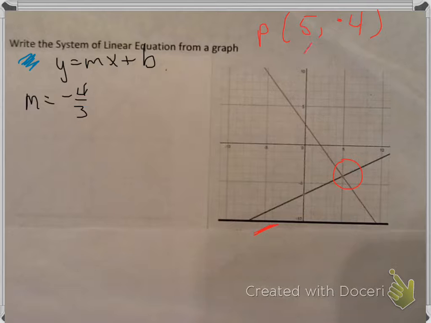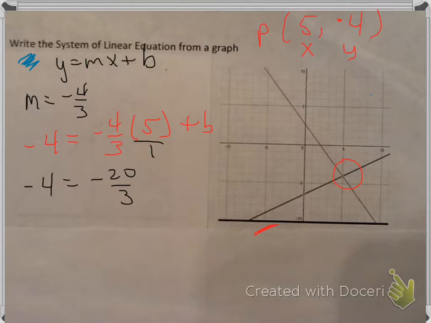Alright, so we know this is our x value and this is our y value. So we're going to say negative 4 equals, our slope is negative 4/3, and our x value is 5. And we know that's going to be our b. So negative 4 equals, multiply straight across, I get a negative 20/3 plus b. Now I need to move my 20/3 over, so I'm going to add 20/3 to both sides.